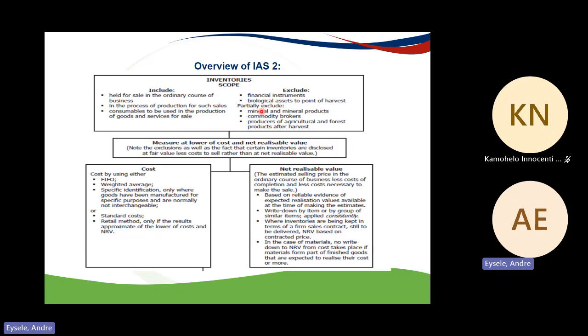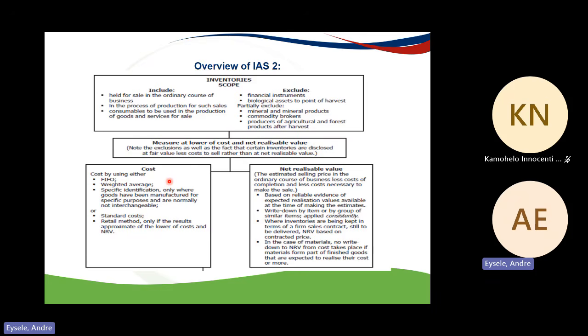Financial instruments, biological assets to point of harvest, mineral and mineral products, commodity brokers, producers of agriculture and forest. How do we measure these inventories? Remember, at the end of the period when you need to disclose your inventories, you need to measure it at the lower of cost and net realizable value. This is what we will return to a bit later on. But NRV is the format of what you can disclose inventories at the end of the period.